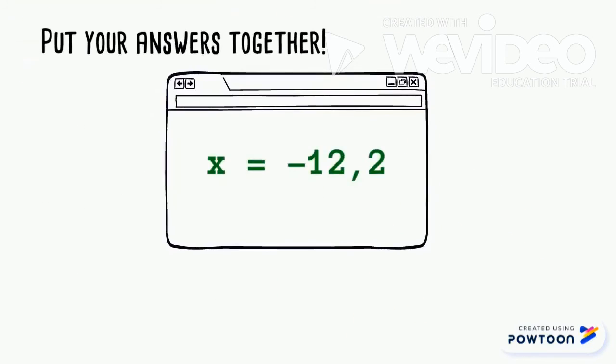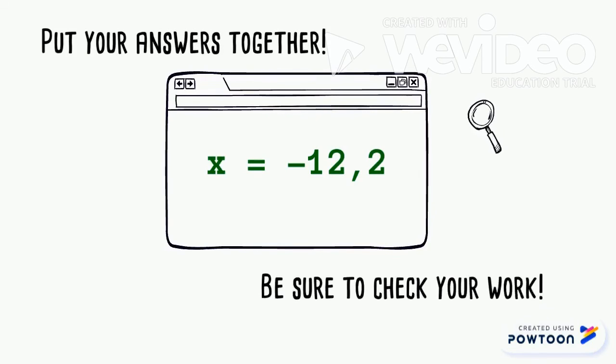Put your two answers together and you've got x equals -12 and 2. Be sure to go back and check your work before moving on to the next problem.